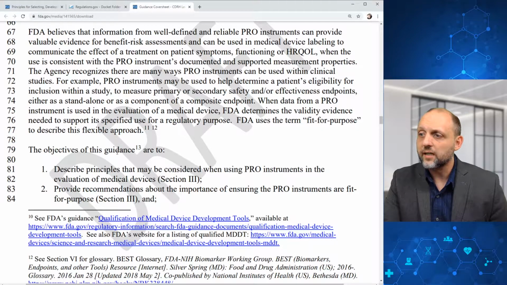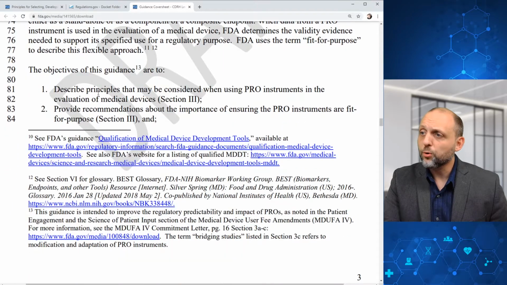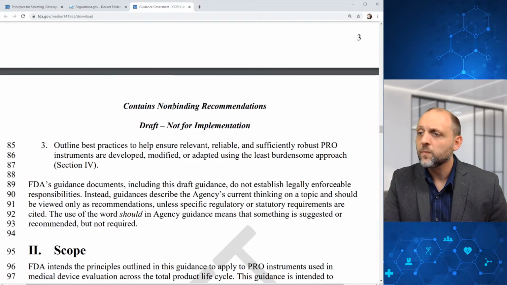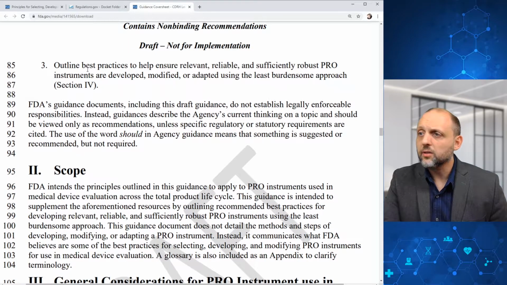The objectives of this guidance are, and the objectives of this video are for you to take away, first, principles that may be considered when using PRO instruments, second, recommendations about the importance of ensuring the PRO instruments are fit for purpose, and third, outline best practices to help ensure relevant, reliable, and sufficiently robust PRO instruments are developed, modified, or adapted using the least burdensome approach.